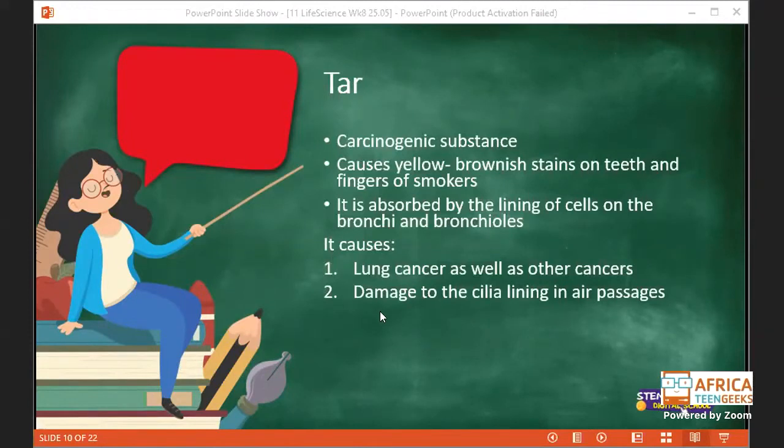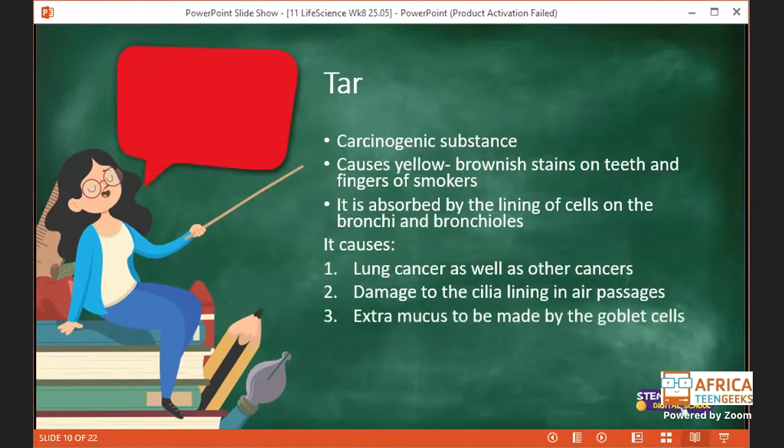system, right? Third reason, extra mucus is made by the goblet cells, and that is a cause of a smoker's cough, guys. And then number four, it damages the alveoli. What is the disease in which we have damage of the alveoli? The disease that we dealt with last week, where the alveoli is damaged.